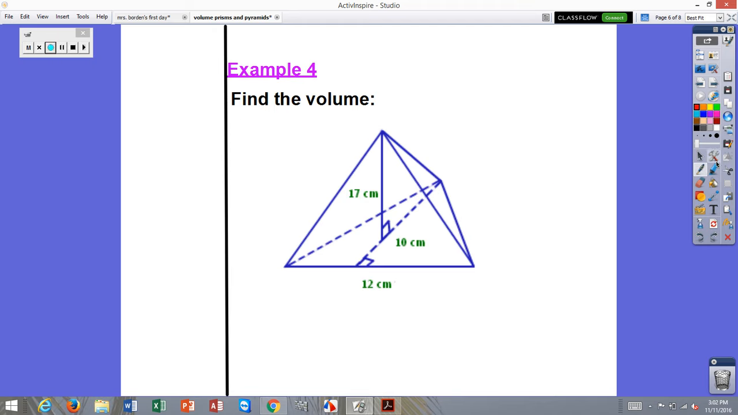Okay, this guy is a triangular pyramid. We know it's a pyramid because it only has one base, and we know that it's called a triangular pyramid because the base is in the shape of a triangle. So here's our base. We're going to go ahead and shade it.